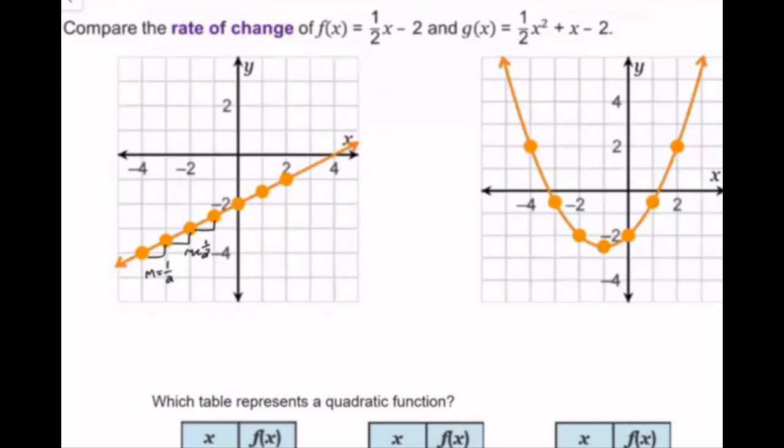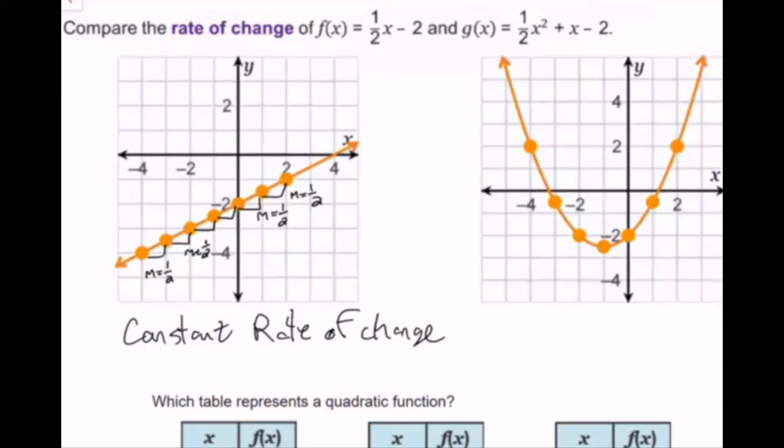In this example, we are comparing the rate of change between a linear line and a quadratic line. The linear line f of x equals 1/2 x minus 2 is shown below. The slope between the points is 1/2. The rate of change is constant. If you look at the quadratic equation, g of x equals 1/2 x squared plus x minus 2, the rate of change is not constant, or changing, among the points.